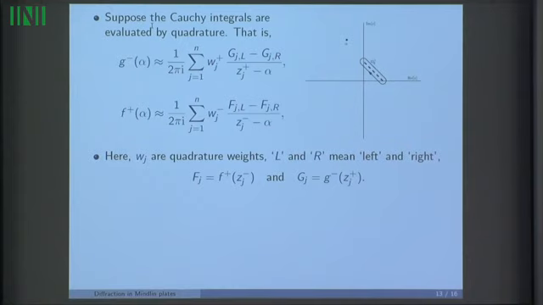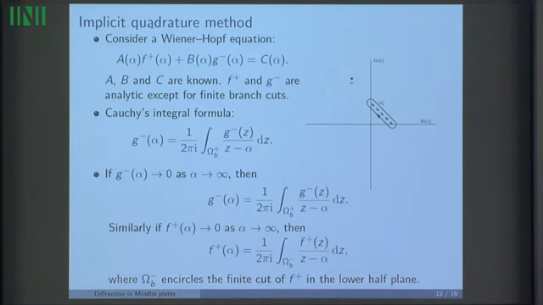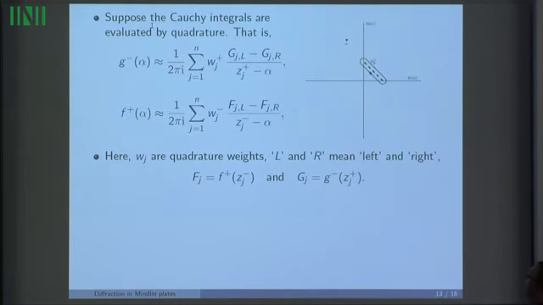What would the formulas look like? Well, it would look like a sum of weights times the integrand evaluated at the nodes. And here I've got left and right values because I've got to integrate along one side and then along the other. So I get the left value of G minus the right value, and the same for F. And that's what these big F and big G are, just the functions evaluated at the nodes.